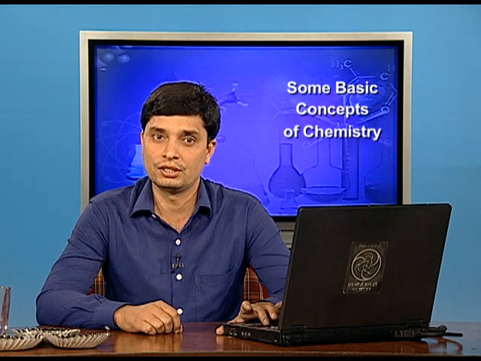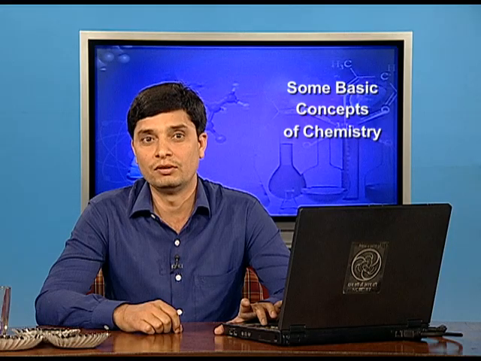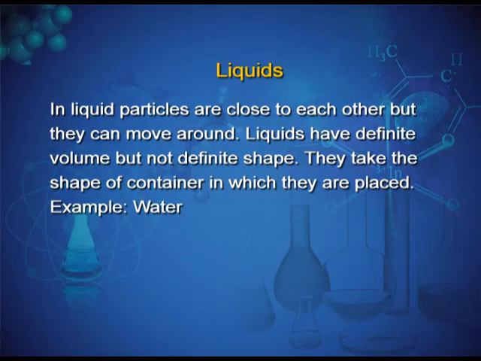First is solid. In a solid, particles are held very close to each other in an orderly manner. Solids have definite volume and shape. Examples: metal, book, etc. About liquids: in liquids, particles are close to each other, but they can move around. Liquids have definite volume but not definite shape. They take the shape of the container in which they are placed. Example: water, etc.